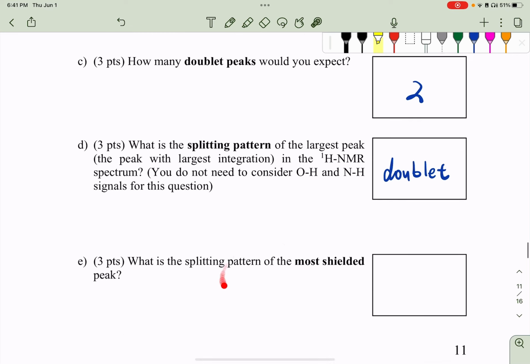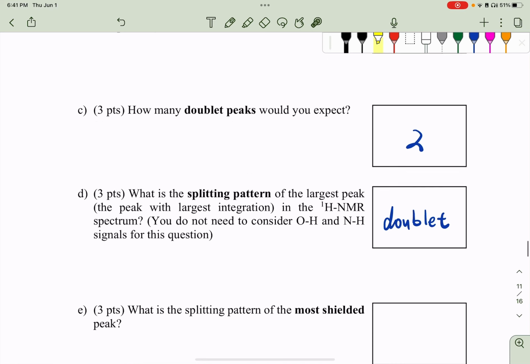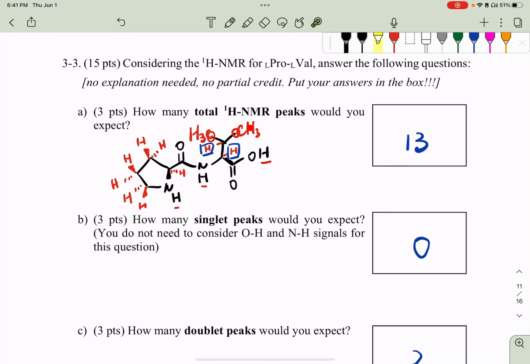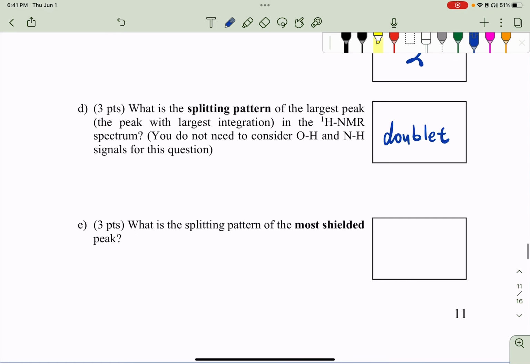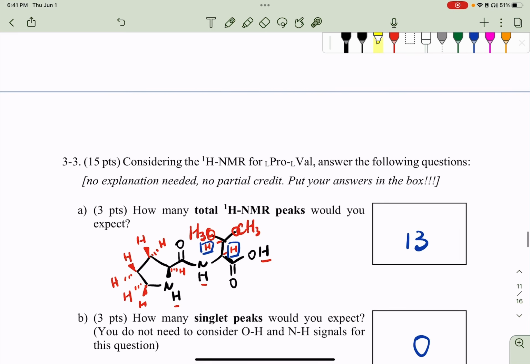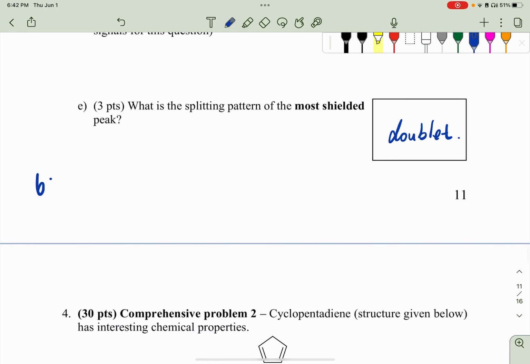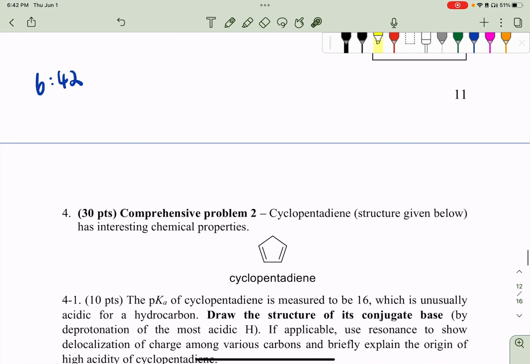And what's the splitting pattern of the most shielded peak? Remember, we talked about primary CH3s or primary alkyl groups being more shielded. So it's talking about the same group. Primary is more shielded than secondary than tertiary. Okay, how are we doing on timing? We are at 6:42. Let's keep going.